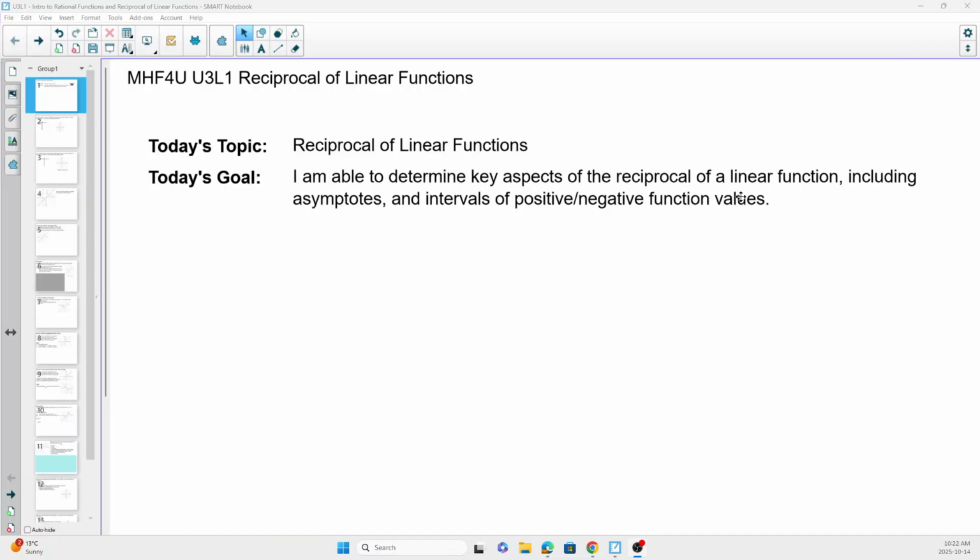So for Unit 3, Lesson 1, we are going to start with the reciprocal of linear functions. We're going to talk about what that means, what is a reciprocal function, how is it a type of rational function, and by the end of this lesson you should be able to determine key aspects of the reciprocal of a linear function, including asymptotes, intervals of positive and negative function values. Actually, this list could go on: domain, range, intervals of increase, decrease, etc. So let's just leave it to I'm able to determine key aspects of the reciprocal of a linear function, and we will get the exhaustive list as we go through.